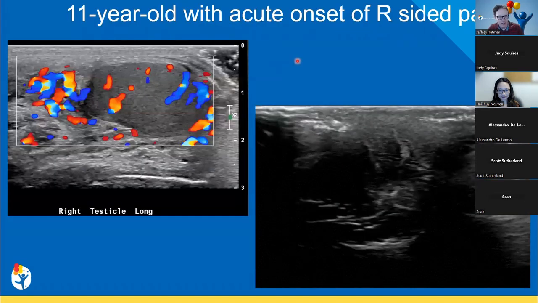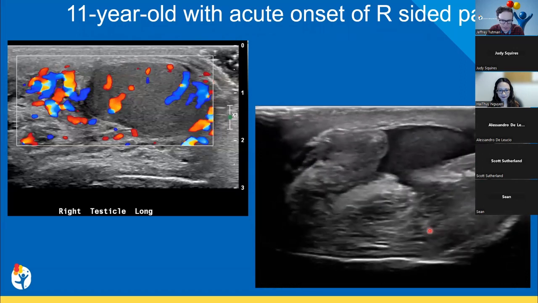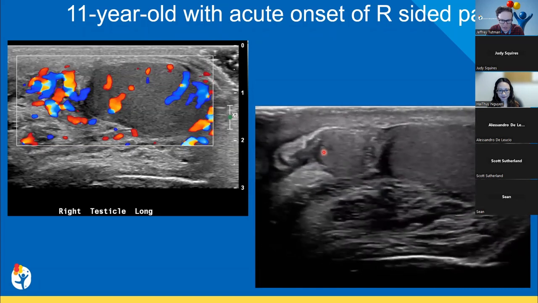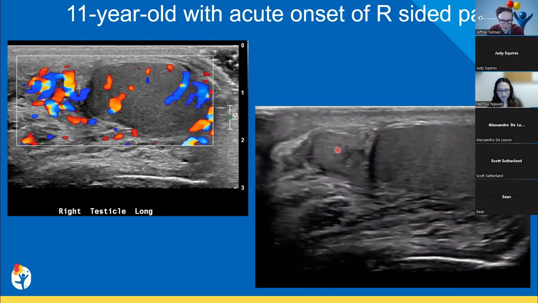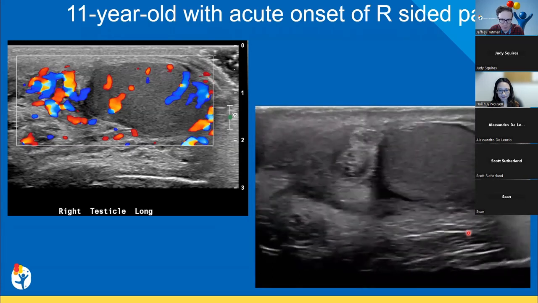All right, so next case here. This is an 11-year-old that came in with acute onset of right-sided pain. Again, this looks very similar to that initial case that we saw of very typical epididymitis-orchitis. It has increased flow within the epididymis, and increased flow within the testicle itself. I'll play through the cine clip so we can see all this enlargement and heterogeneity of the soft tissues around the cord and the epididymis. Let's let this finish playing here.